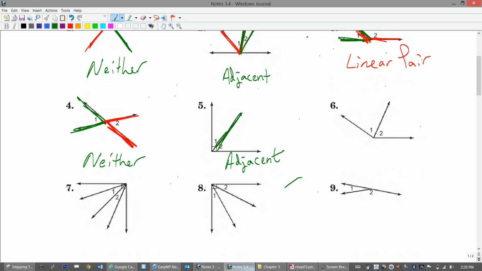Supplementary: if two angles are a linear pair, it implies that they're supplementary. However, supplementary angles are not necessarily linear pairs. Okay, number 6, adjacent first? Yes, they share this ray. Linear pair? That is not a line. This one's just adjacent.